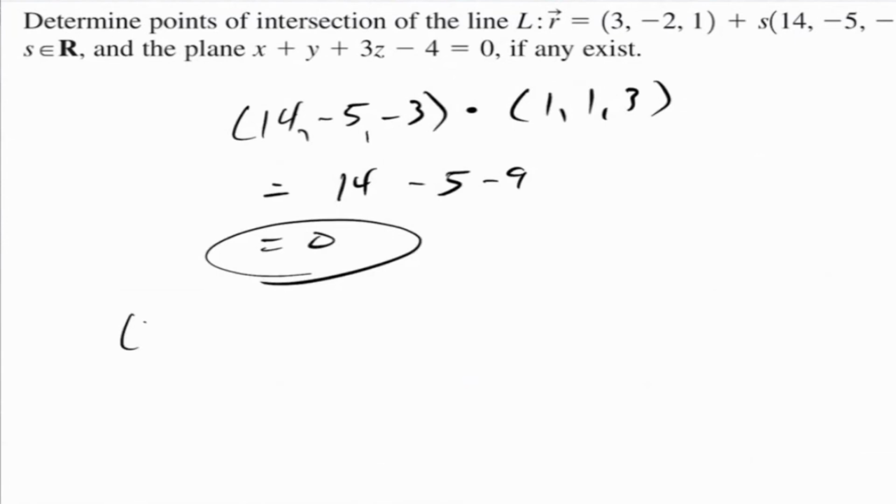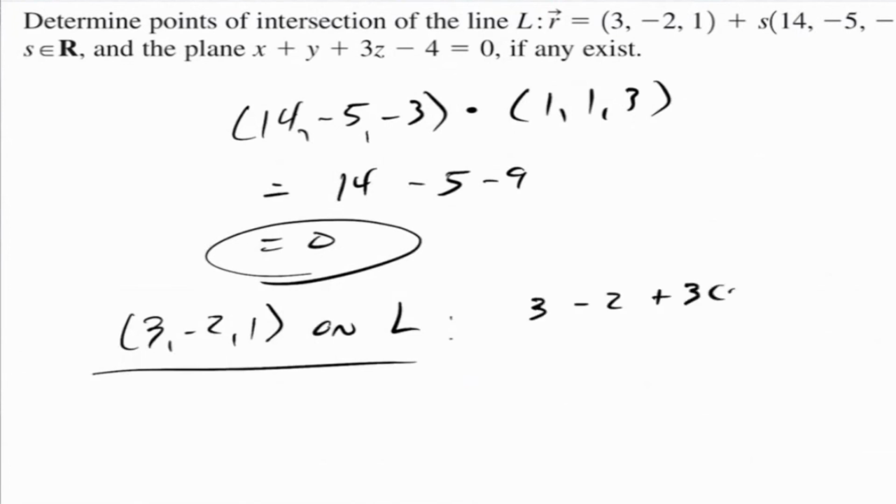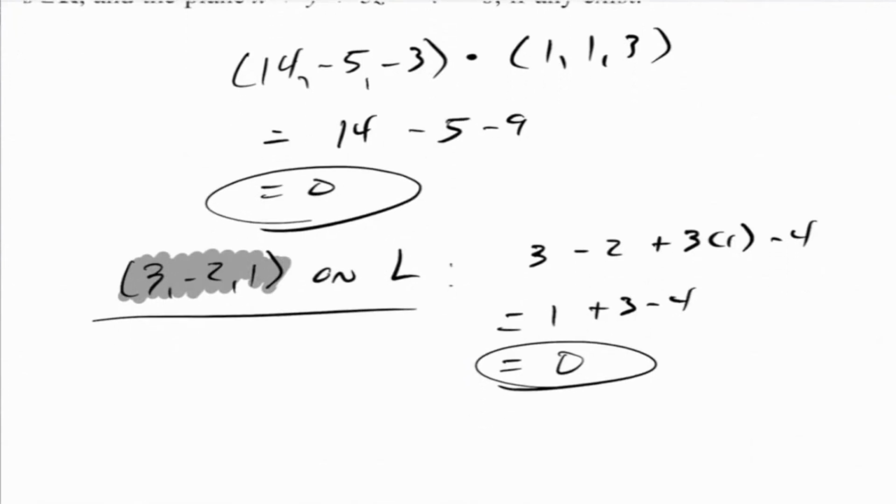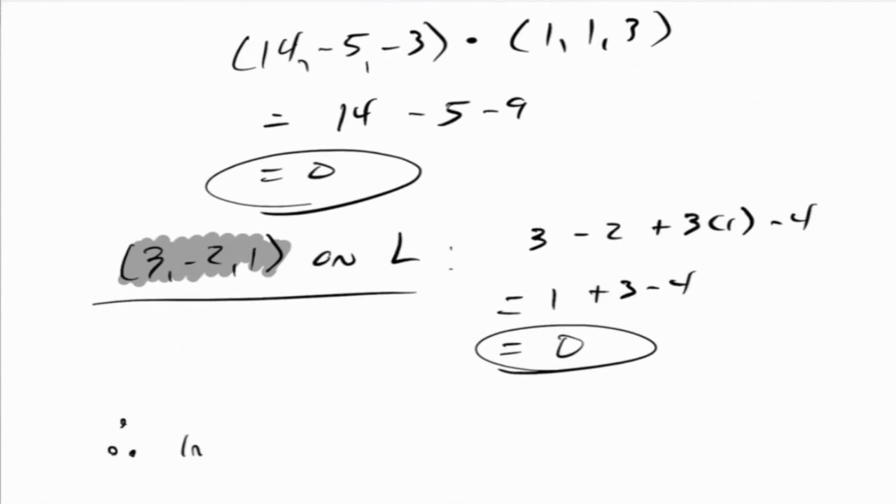Well, if you take the point 3, negative 2, and 1, that's on my line, and I sub it into my plane, you're going to get 3 minus 2 plus 3 times 1 minus 4, which is 1 plus 3 minus 4, which is 0. So therefore, the line is on the plane, and therefore you must have infinite solutions. So therefore infinite solutions. Okay.